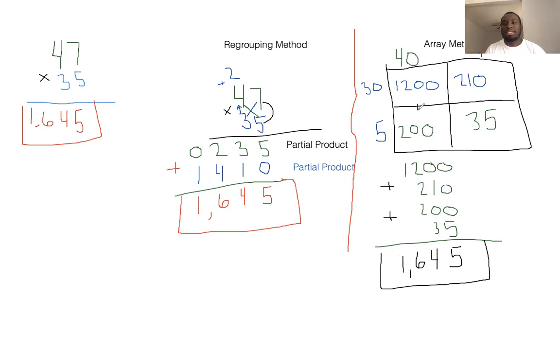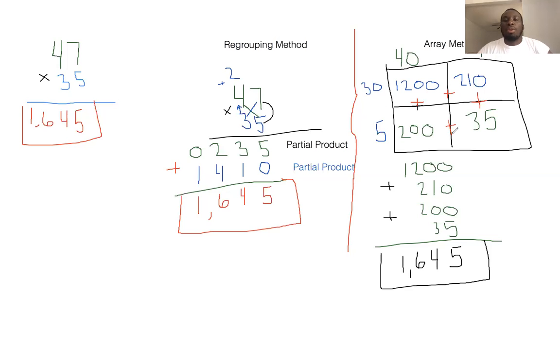I'm going to basically add, you probably can't see that. Let me make that a different color. I'm going to add all of these boxes together. And that's how I get 1,645.